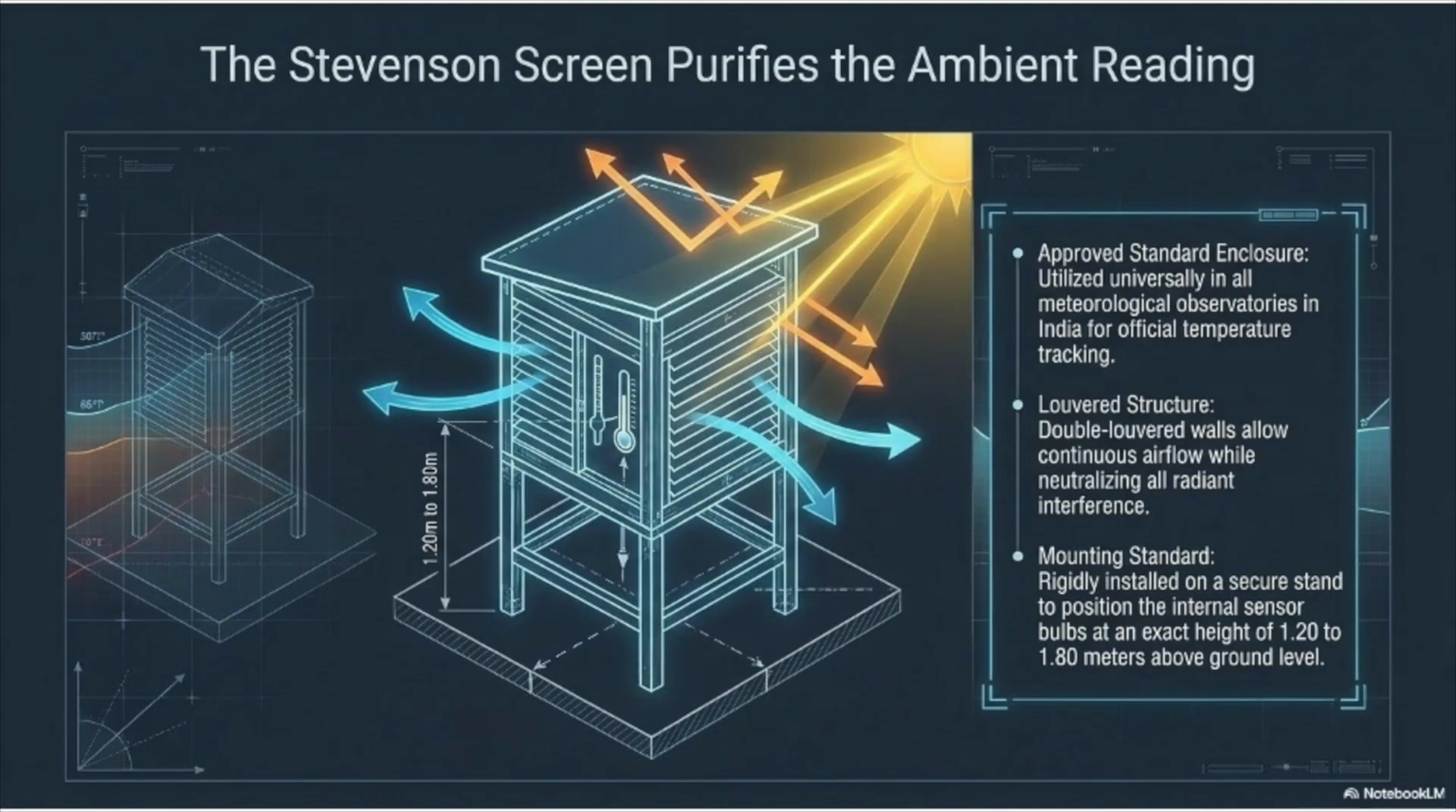This challenge is solved using what is called the Stevenson Screen. This is the approved standard enclosure utilized universally in all meteorological observatories in India for official temperature tracking. It features a double louvered structure where the louvered walls allow continuous airflow while neutralizing all radiant interference. The mounting standard requires the enclosure to be rigidly installed on a secure stand, positioning the internal sensor bulbs at an exact height of 1.20 to 1.80 meters above ground level.